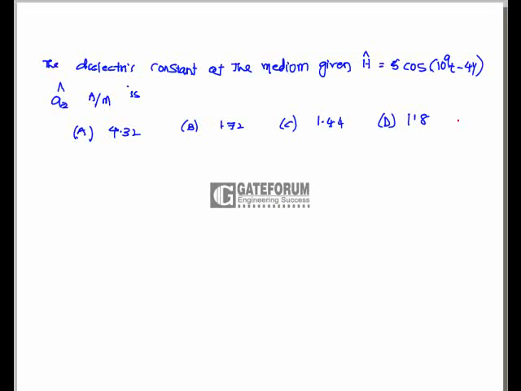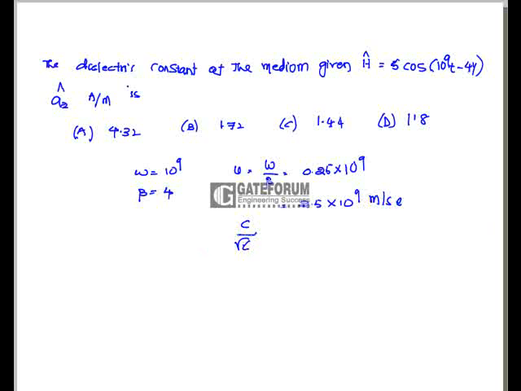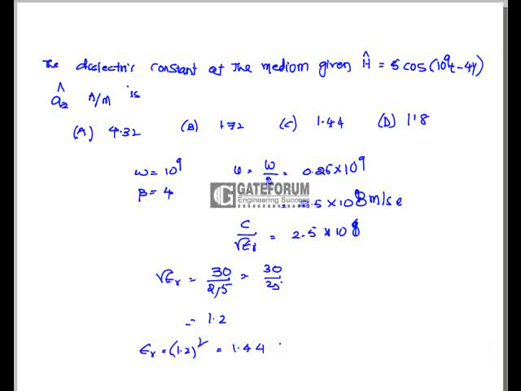Find the permittivity of the medium given H equals 5 cos of 10 power 9 t minus 4y. Here omega is 10 power 9 and beta is 4. V is nothing but omega by beta, that is 0.25 into 10 power 9, that is 2.5 into 10 power 9 meters per second. So here C by root epsilon r is 2.5 into 10 power 8. So root epsilon r is 3 by 2.5, that is 30 by 25, which is 1.2. Epsilon r is 1.2 whole square, which is 1.44. That is option C is correct.